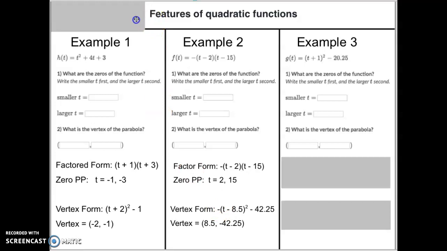negative, which is the negative still from the outside, t minus 8.5, which you might notice is halfway between these 2 points. So that's another way of finding it. You just add those, divide by 2, and you get this number here. And then you'd have to put this through, you have to figure it out. But you'd get 42.25.